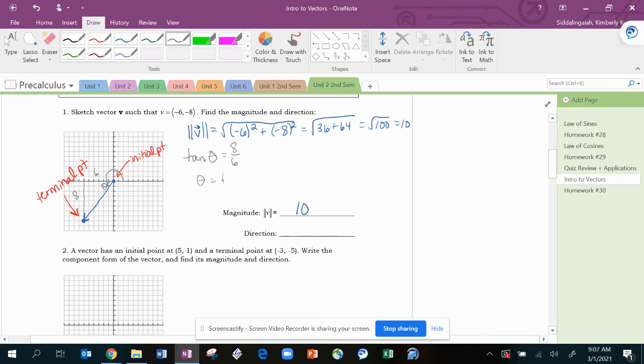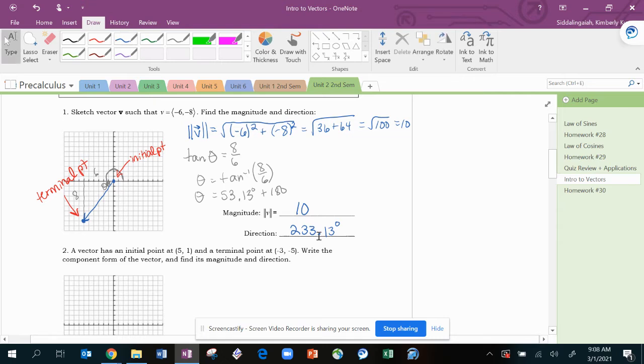8/6. And at this point, I'm going to need my calculator, right? Because I need to do tangent inverse of 8/6. So let me pull out my calculator, do tangent inverse of that. So I get an angle of 53.13 degrees. Now again, the direction, it has to account for the fact that this is over 180. So I'm going to take that angle we just got and add 180 to it. And so my direction is 233.13 degrees.